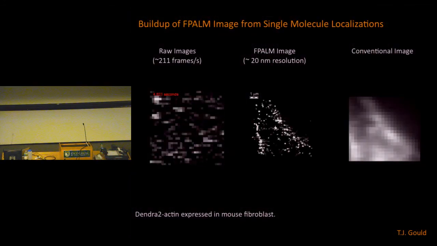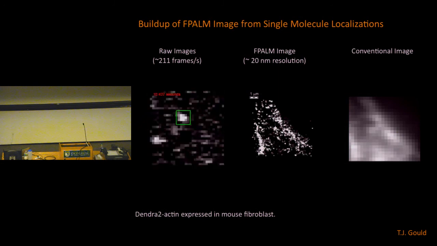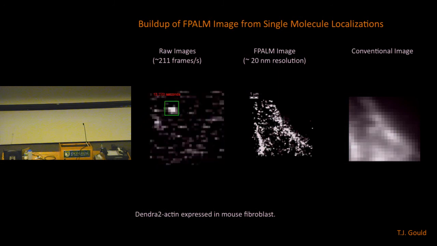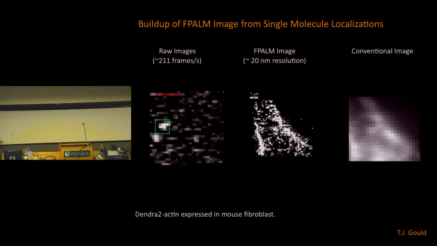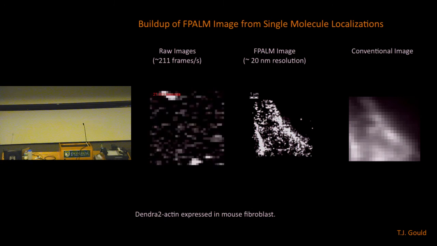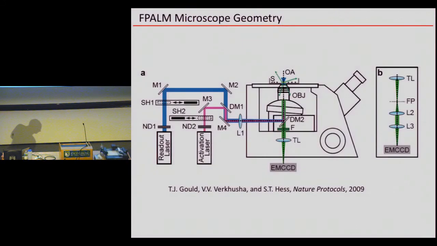The data ends up being a movie, basically, of the molecules as they get activated, and we draw green boxes around them when they're identified by the image analysis method. The ones that are identified get localized. You fit their image with a 2-dimensional Gaussian, and that gives you the coordinates and the amplitude. Then you plot those molecules. You can see them building up slowly over time.